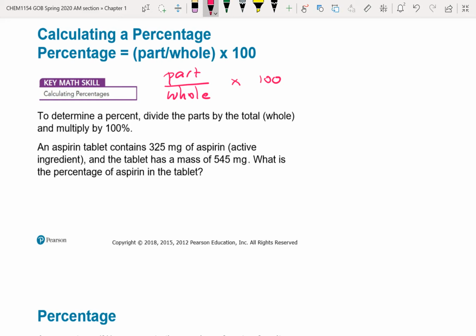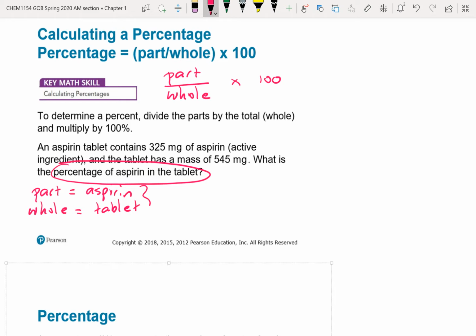We first of all have to organize the information. We're asked for the percentage of aspirin in the tablet, right? So that would suggest that we need to know how much aspirin we have in the tablet as a whole. Our part here is the aspirin, which is just the ingredient, and the whole thing is the tablet. We're comparing, out of that entire tablet, how much of the tablet is aspirin.